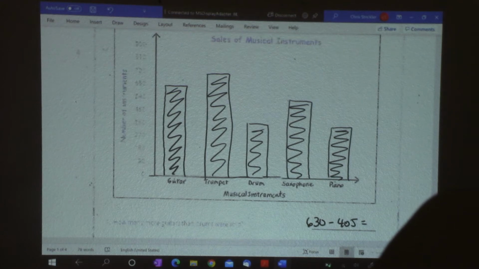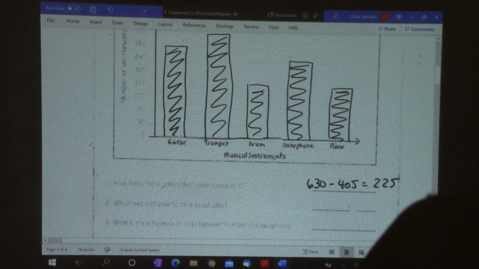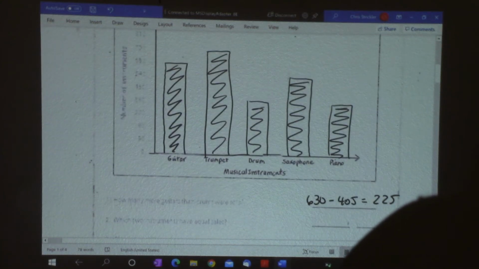No, 630 minus 405 is 225. Yep. Okay. What two instruments have equal sales? Well, that's easy. You can see drum and piano have the same number.